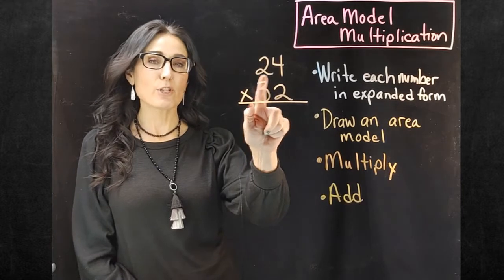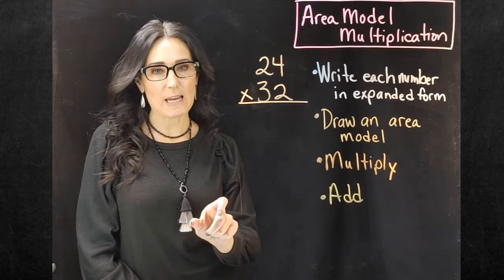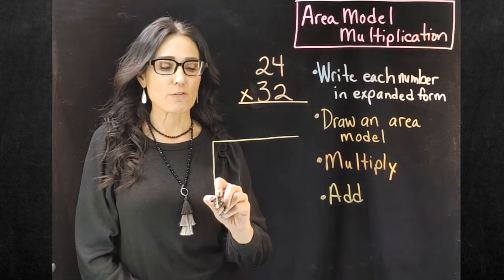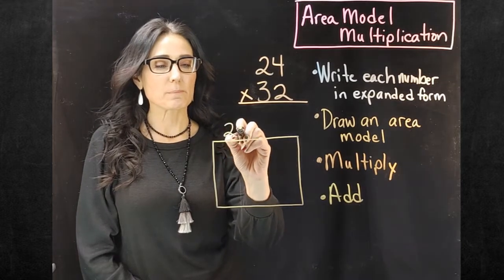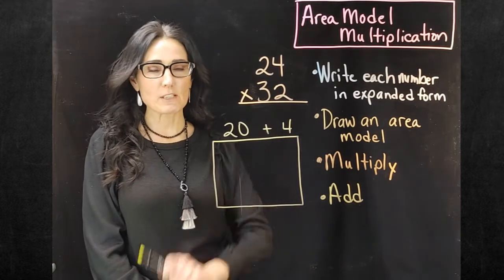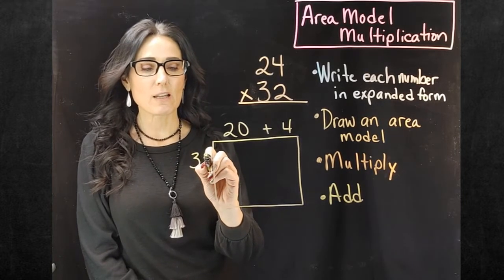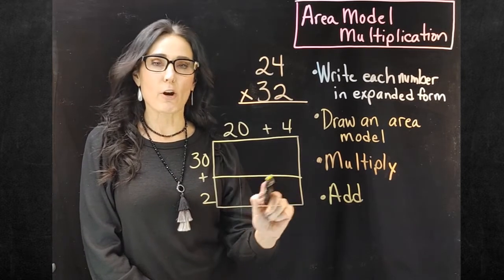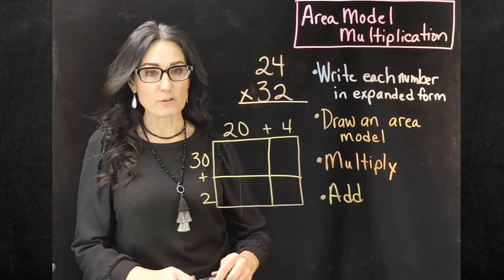So that means I'm going to have 2 digits going across the top of my area model and 2 digits going along the side, which means we're going to have to write an area model that has 4 places. So for example, we're going to have 20 plus 4, because we're going to expand the 24 to 20 plus 4. Then we're going to take our 32 and expand that also to 30 plus 2. So I say wherever the plus marks are is where you draw the lines. So you'll notice here we have 4 quadrants.